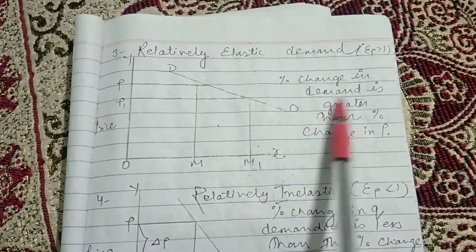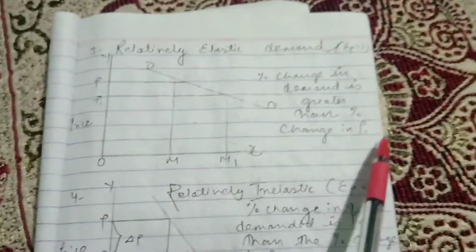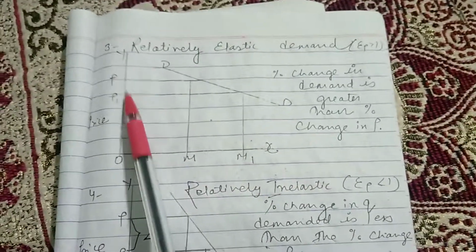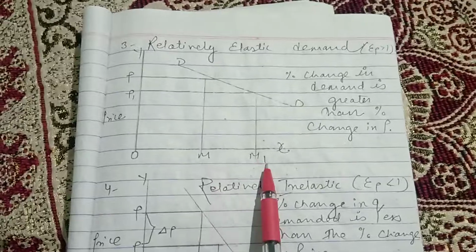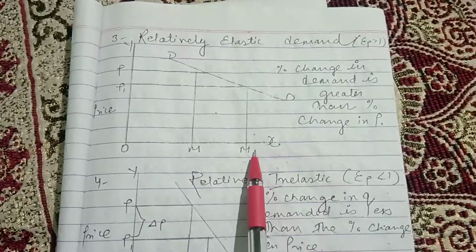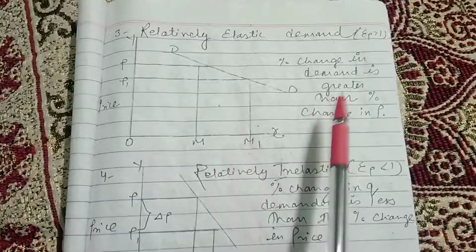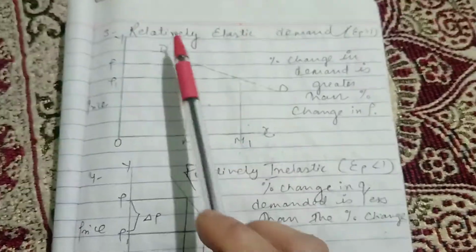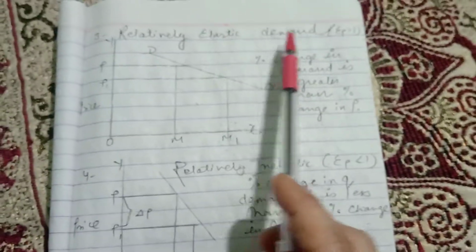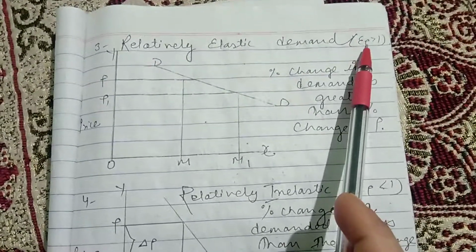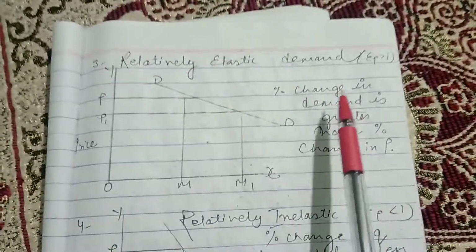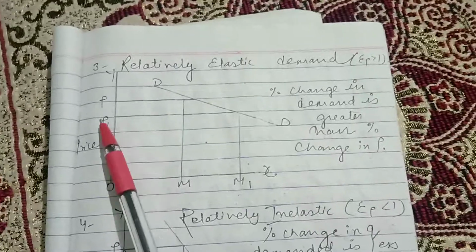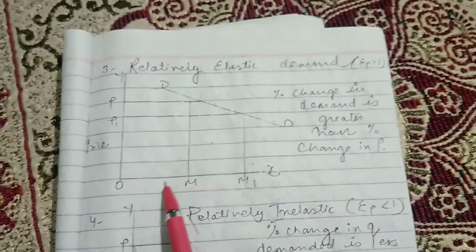Percentage change in demand is greater than change in price. You can see there was a small change in the price, but the changes were greater in the demand. Again, as we say, the changes are always computed in percentage, so that is called the relatively elastic demand, and that's why the elasticity is always greater than 1. So prices are showing smaller changes, but the demand is showing the greater changes.